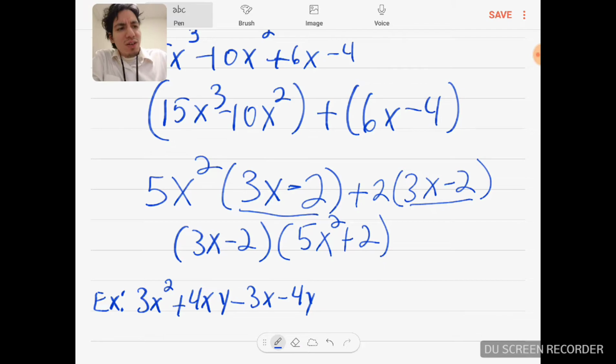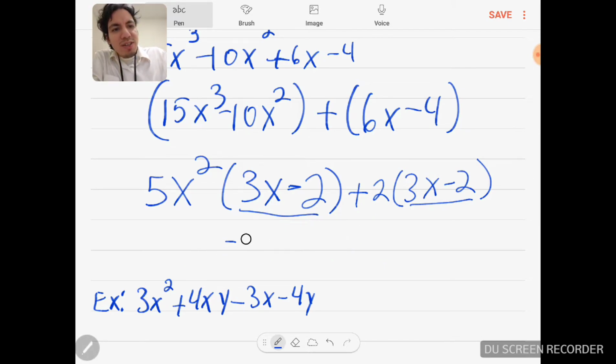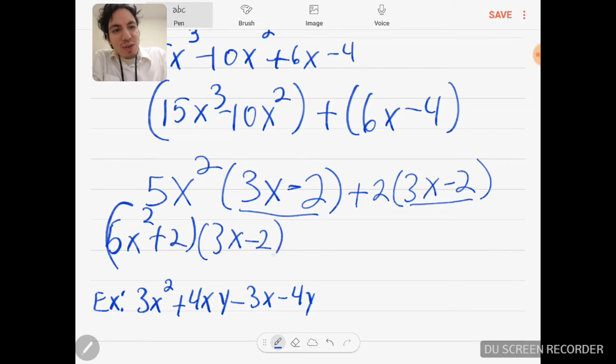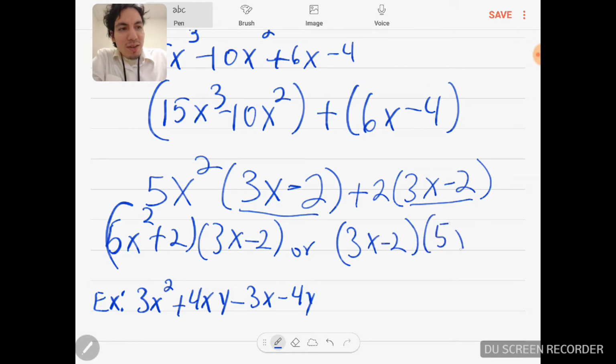There are two ways to write this. It doesn't matter because it's commutative. So I could have written this as 5x squared plus 2 times 3x minus 2, or the other way around, 3x minus 2 times 5x squared plus 2. You still get the same answer no matter how you do it.